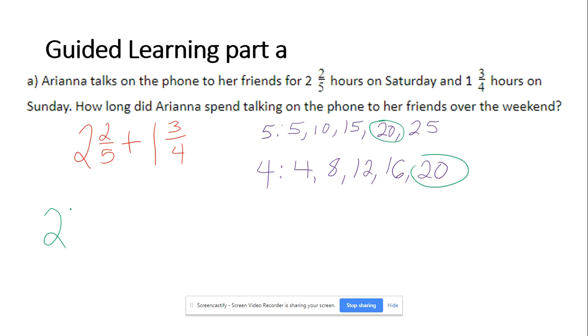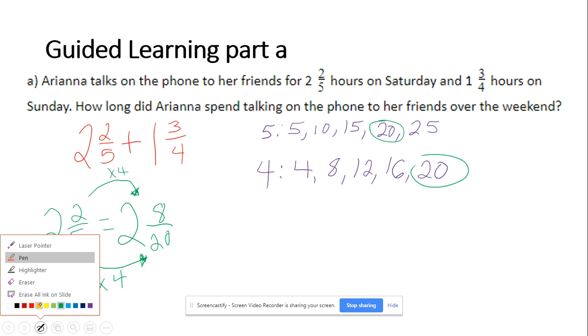I'm going to rewrite each mixed number with a denominator of 20. So we're going to start with 2 2/5. The whole number stays the same because we're just trying to find an equivalent fraction. We're not cutting up the 2 wholes. So what do I multiply 5 by to get to 20? I know that 5 times 4 is 20. Because I multiplied the denominator by 4, I'm going to multiply the numerator by 4. 2 times 4 is 8. So 2 2/5 is equivalent to 2 8/20.